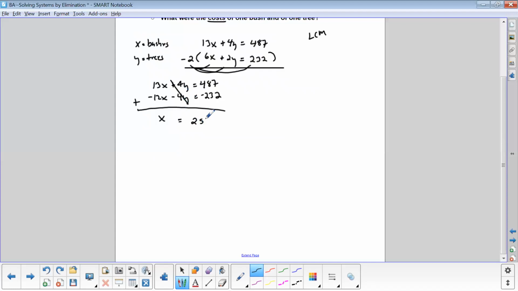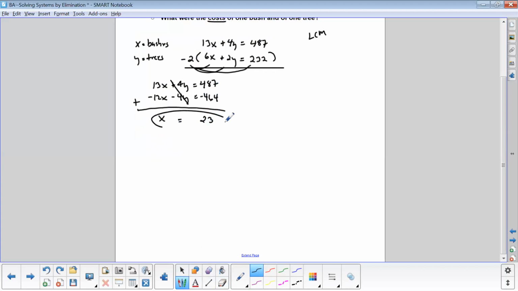And then this should be 464, so let me erase that. That 2 times 232 is negative 464. So that makes a difference here. So the difference would be 23. So we say x is 23.